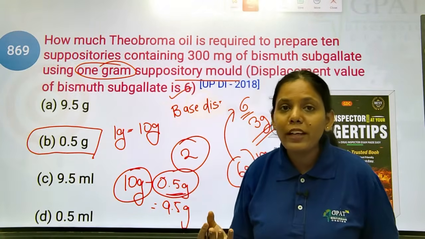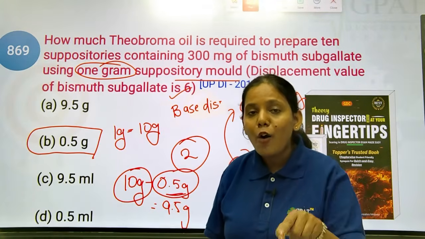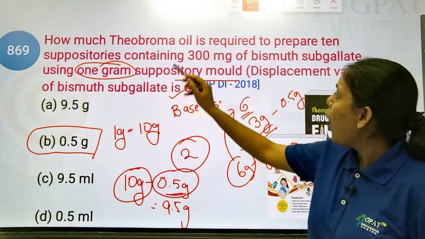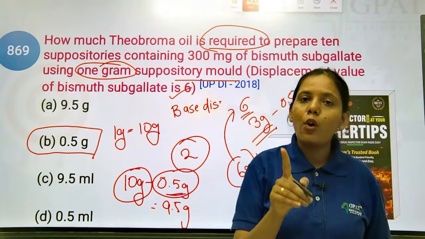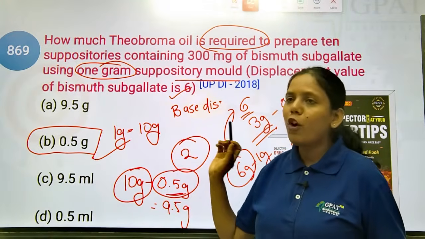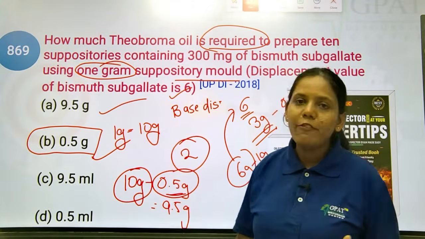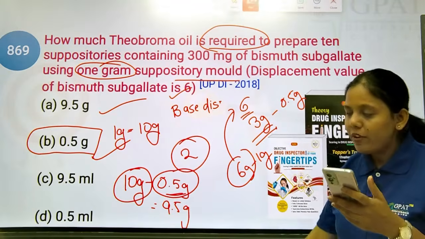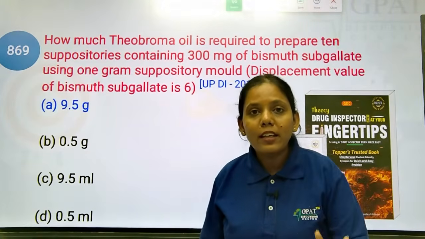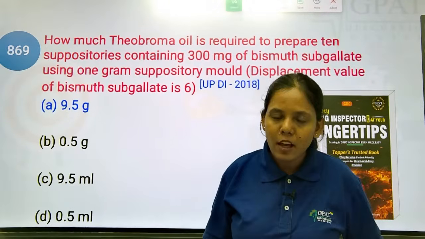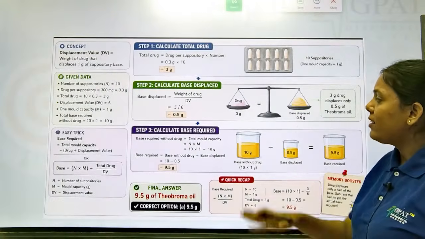Okay? This is displaced, but now we don't have to calculate how much is displaced. We have to calculate how much is required. See, how much is required. If they ask you how much amount of the cocoa butter has been displaced, you go for 0.5. Now that is displaced. How much is required? 10 minus 0.5, 9.5. Understood? Very good. Option A is the right answer. That is the reason, read carefully. Whether they are asking how much is displaced or how much is required. Very good. This is the entire step.